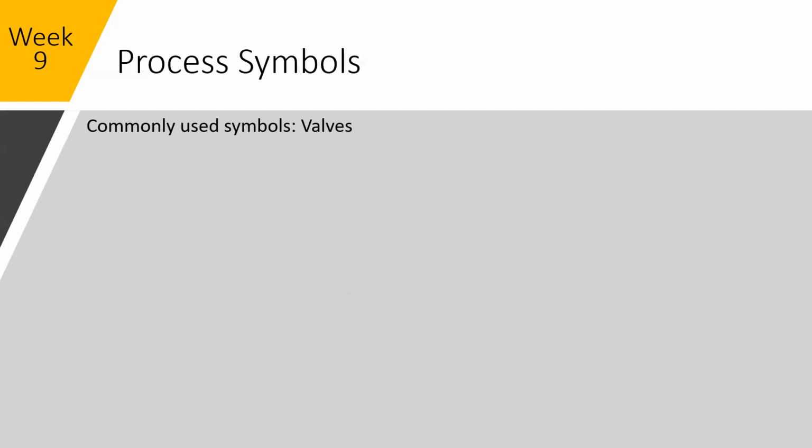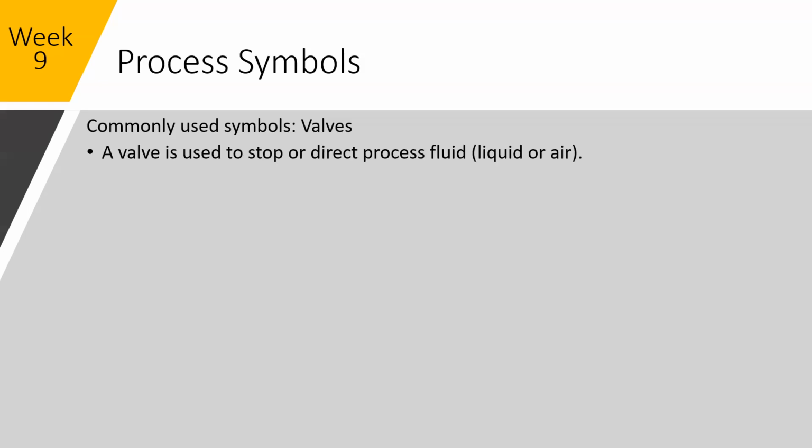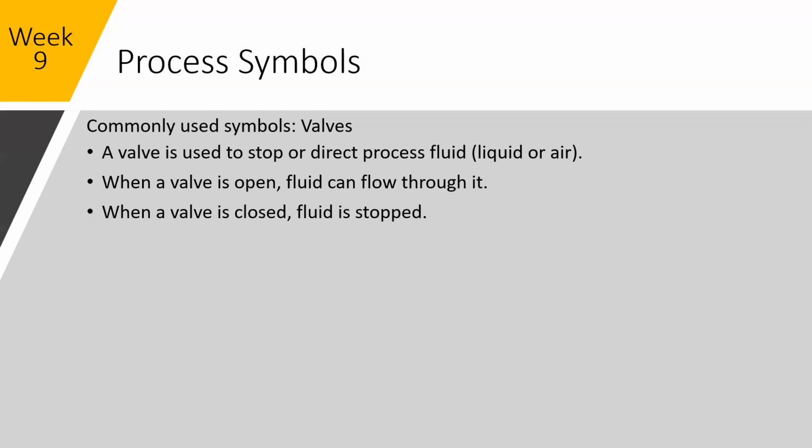Some of the most common symbols: valves. A valve at its basic form is used to stop or direct process fluid. Air, liquid may be the most common, but again, fuel, or if you're in a dairy, milk, anything that passes through pipes or channels. When a valve is open, fluid can flow through it, and when a valve is closed, fluid is stopped. You can also use a valve to throttle.